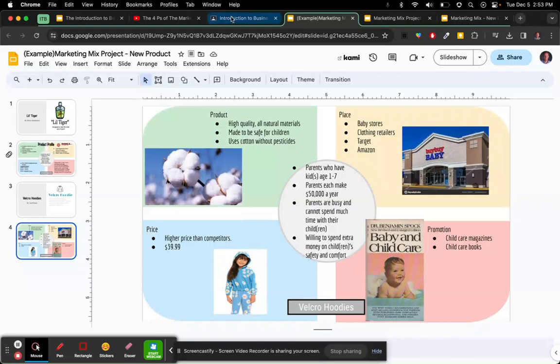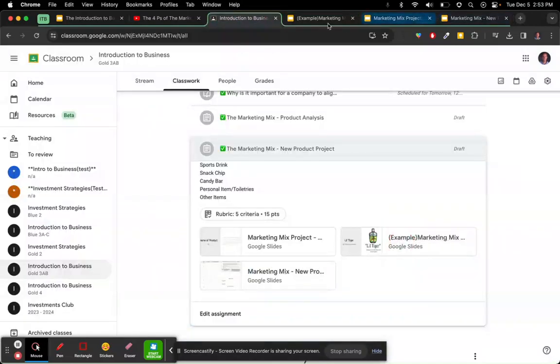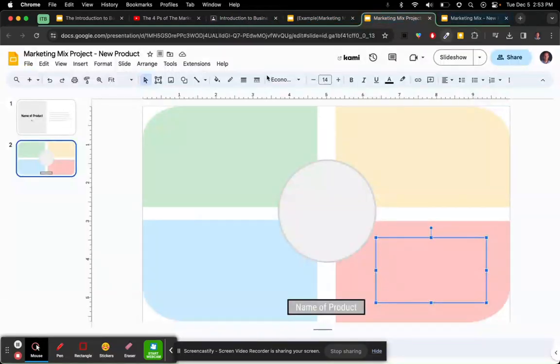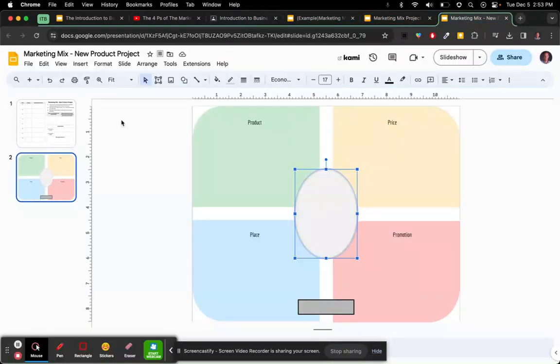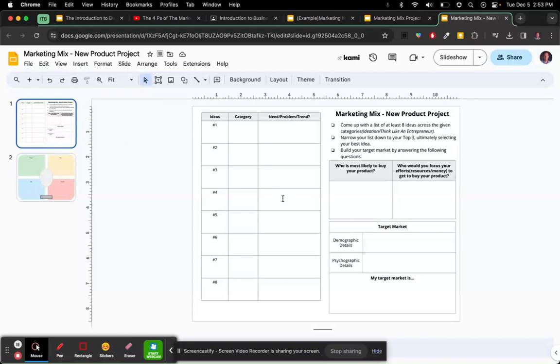So again, just to review, we're going to start with that paper copy of this part of the assignment here. Really thinking about what are product ideas that I could come up with that have a specific target customer. Can't emphasize that enough. We have to design our products with the target customer in mind.